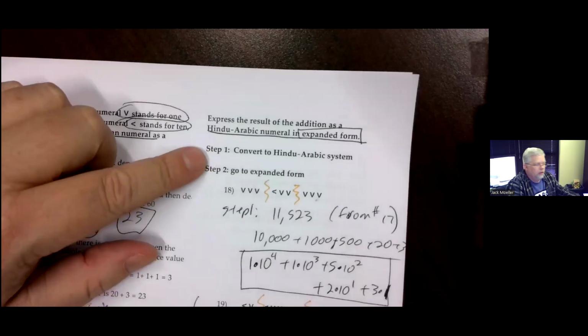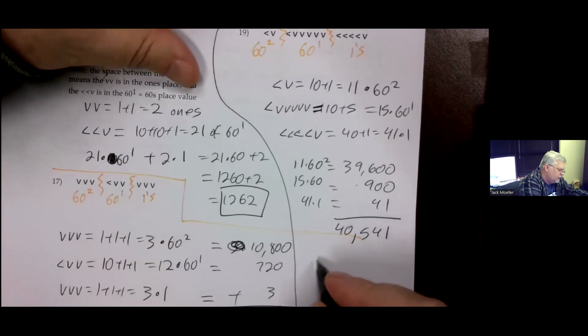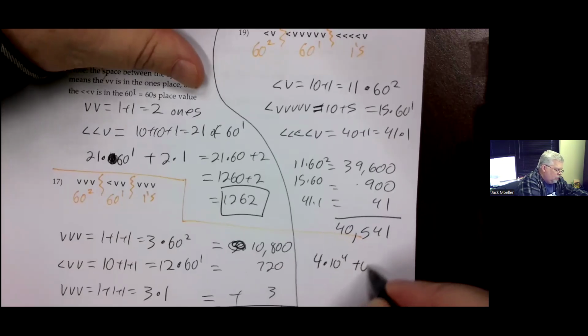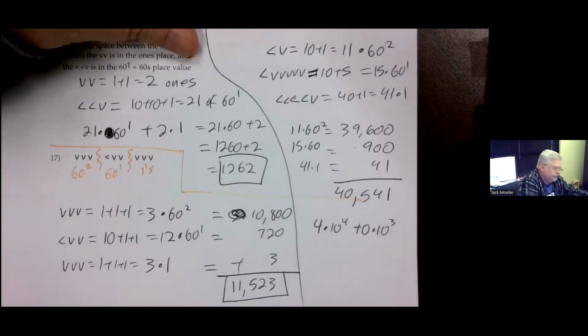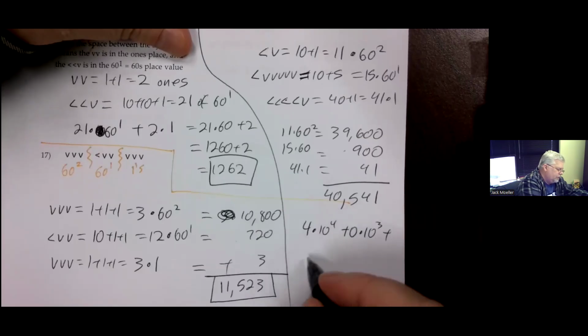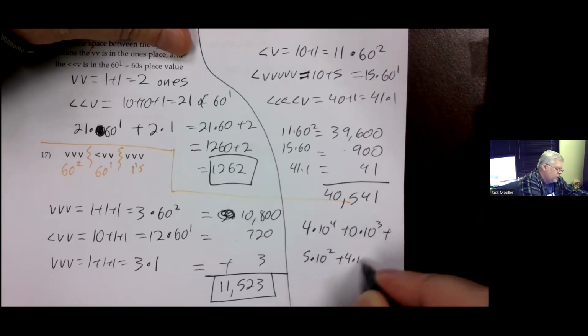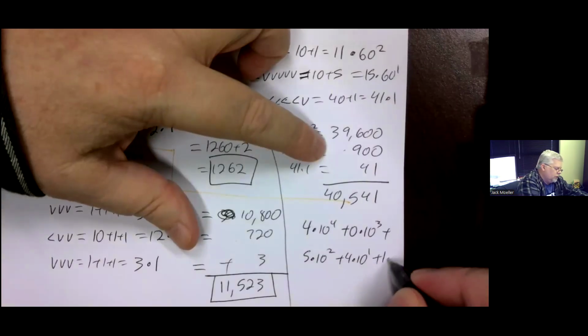All right, so that is step one, convert it to Hindu Arabic system. Now we need an expanded form. So 40,000 is 4 times 10,000, which 10,000 is 4 zeros. We have 0 thousands, so plus 0 times 10 to the third, plus 500, which is 5 times 100, or 5 times 10 squared, plus 40, which is 4 times 10, or 10 to the first, plus 1, which is 1 times 1.